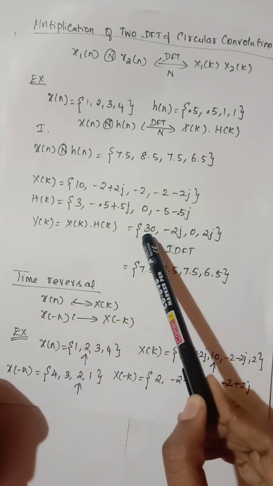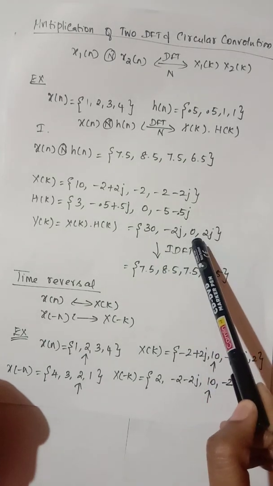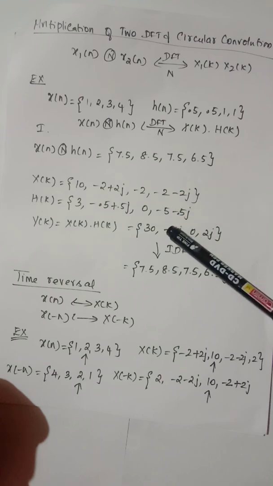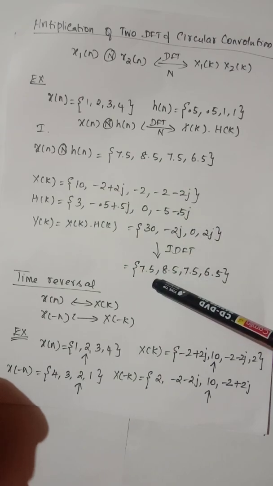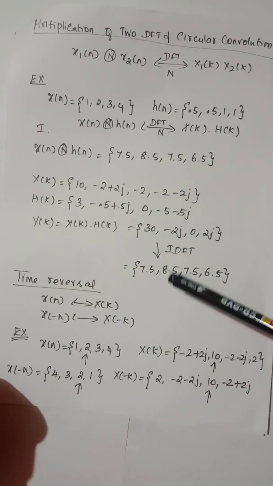What I am getting are these answers. So this is in the frequency domain, while the circular convolution is in the time domain. Now I need to check these answers in the time domain, right? So I need to perform inverse DFT. What I am getting is the same answers.